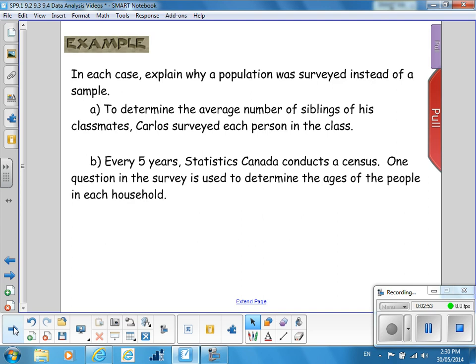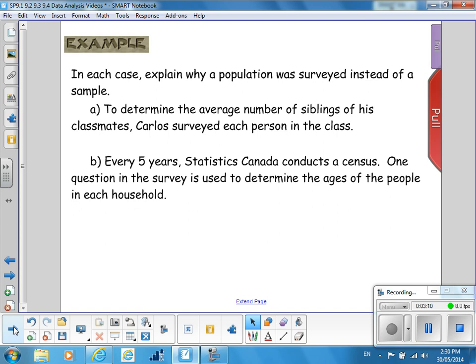In each case, explain why a population was surveyed instead of a sample. To determine the average number of siblings of his classmates, Carlos surveyed each person in the class. Well, in this case, the population is fairly small. It's the size of your class.